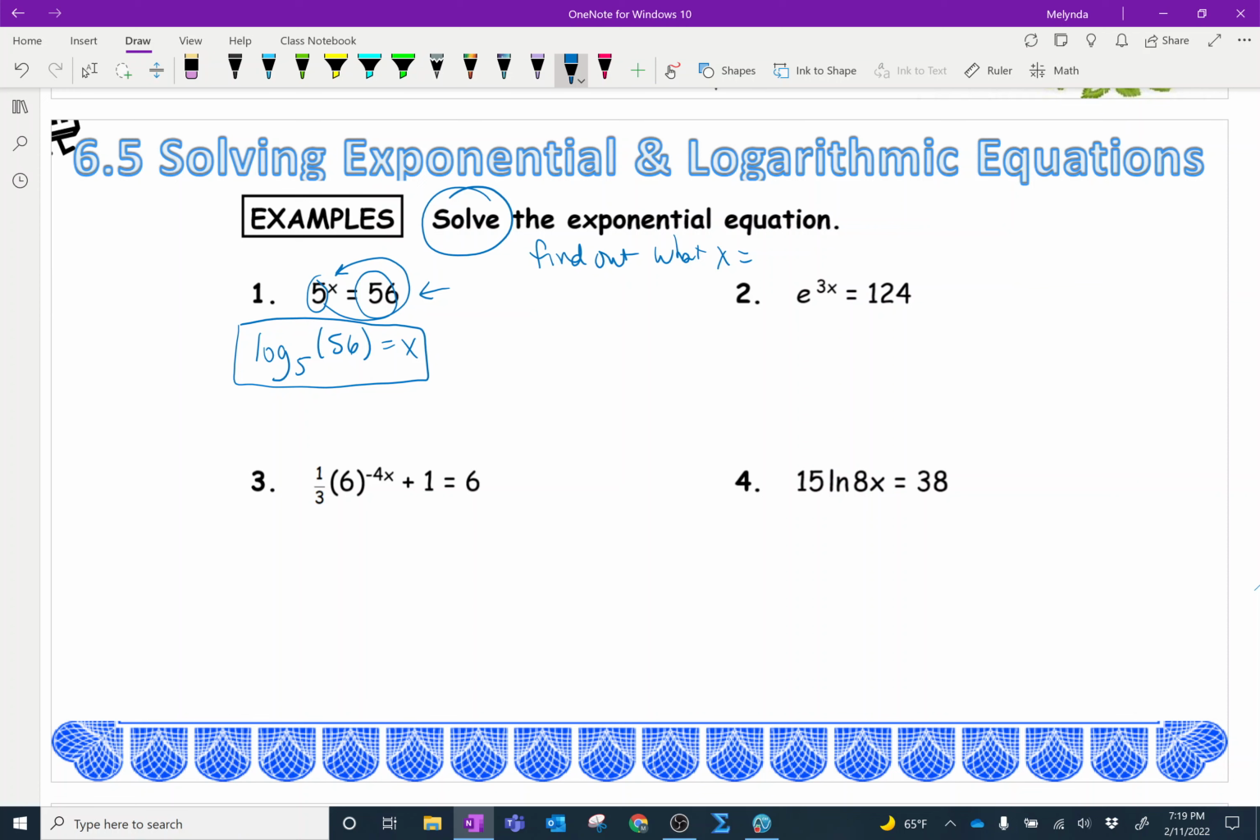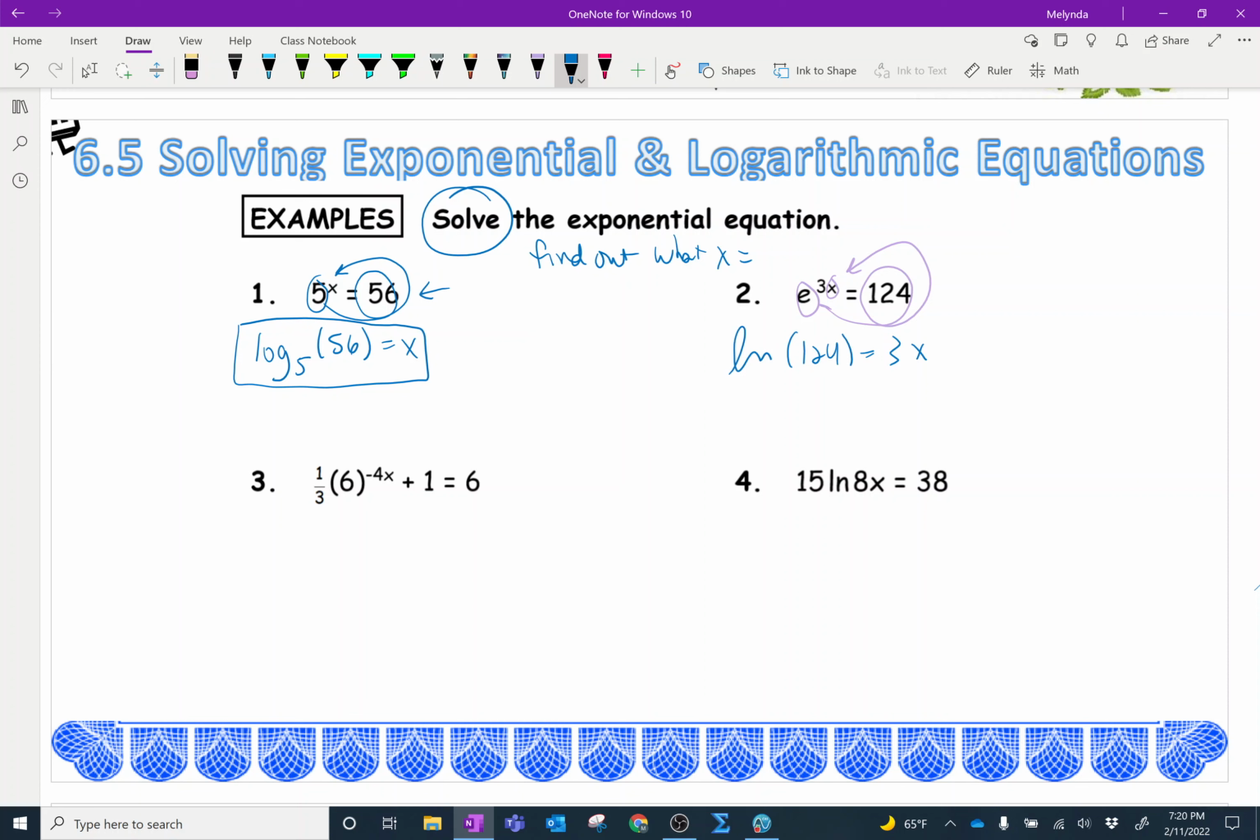Okay, so let's look at number 2. Same scenario. We want to find out what this x represents or what it equals. And so it's in the exponent. So we're going to use the same procedure. We're going to take that base, the e is a base e. We're going to take that and we're going to turn it into a logarithm. All right, so do we remember what the logarithm looks like that's base e? Okay, yep, it's the ln. ln of 124 equals 3x.